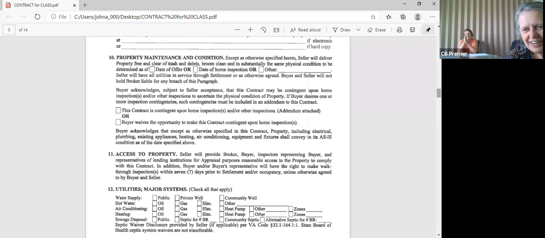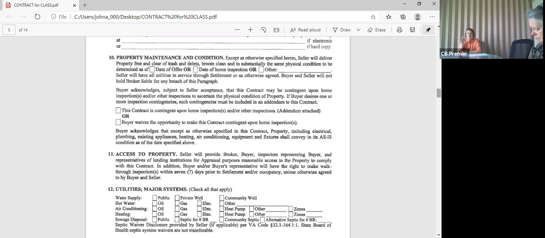Okay, I've talked to various agents in the office about this, and they agree that the best date to put down there is that the seller will deliver the property in the same physical condition as the date of the home inspection, okay? Then all you do is check whether or not it's contingent on a home inspection. You can see the little boxes there. It's pretty self-explanatory.